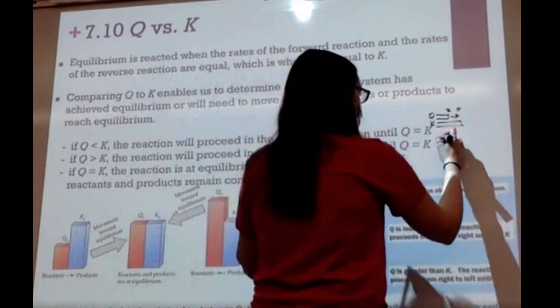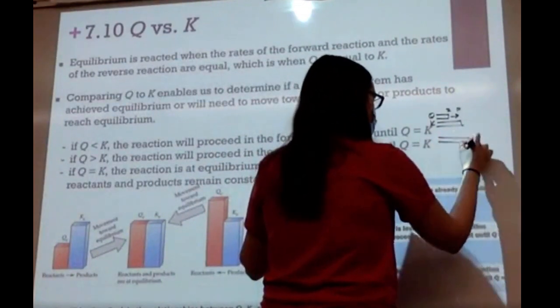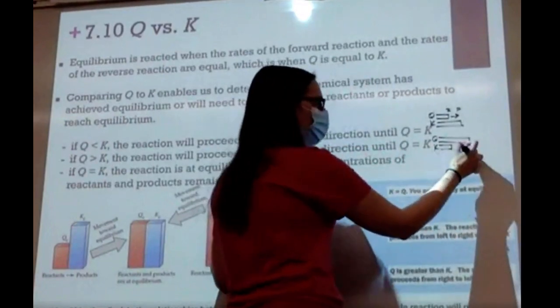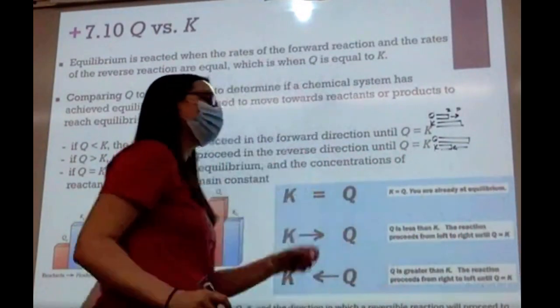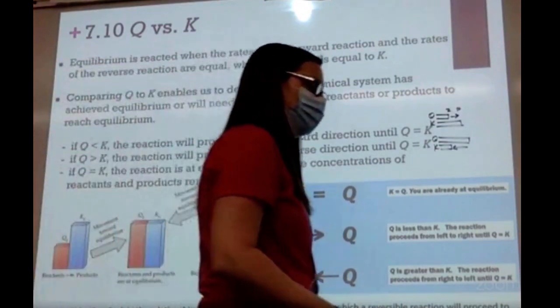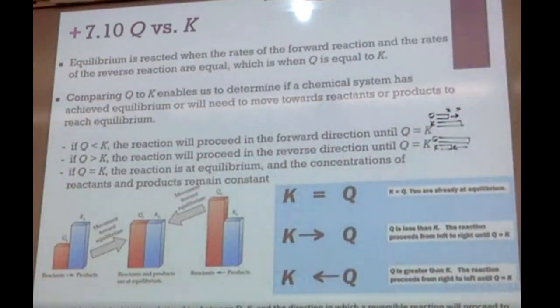If Q is greater than K, right now Q is too big. Q is what changes to get to equilibrium. So if Q is too big, we need products to create more reactants to achieve equilibrium. Once Q equals K, the system is at equilibrium.